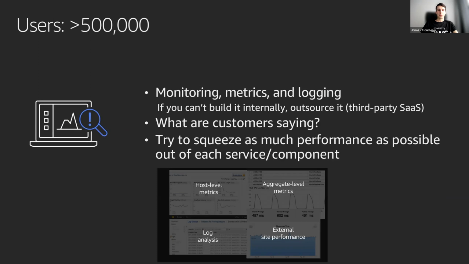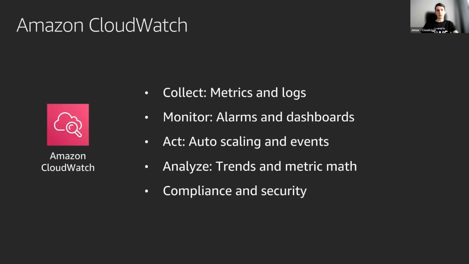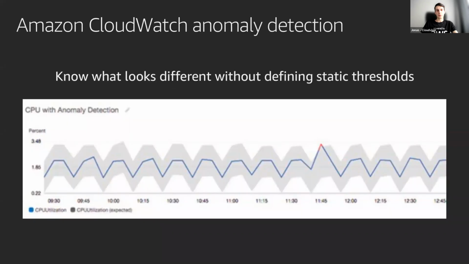So with 500,000 users, you should be very serious with your monitoring and logging. You have to measure feedback from your customers and find areas to improve. For example, CloudWatch comes to mind first. It collects metrics and logs that you monitor. It can even act on events and analyze trends. A good example of that is CloudWatch alarms. When it finds an anomaly, it creates an alarm, and it can have an action attached to it when that alarm happens.